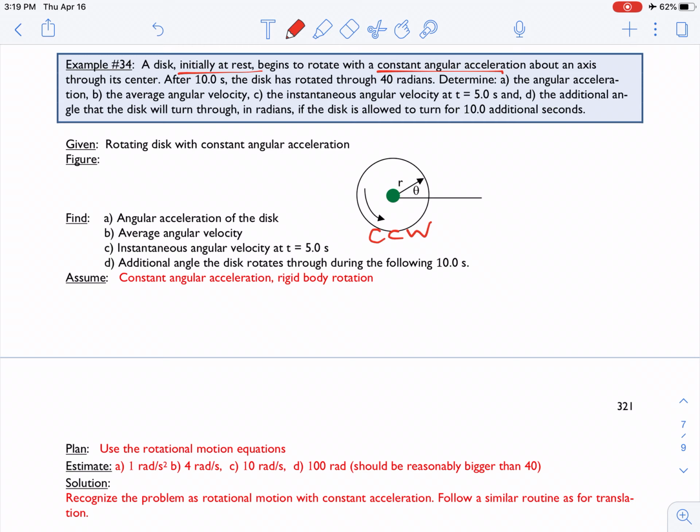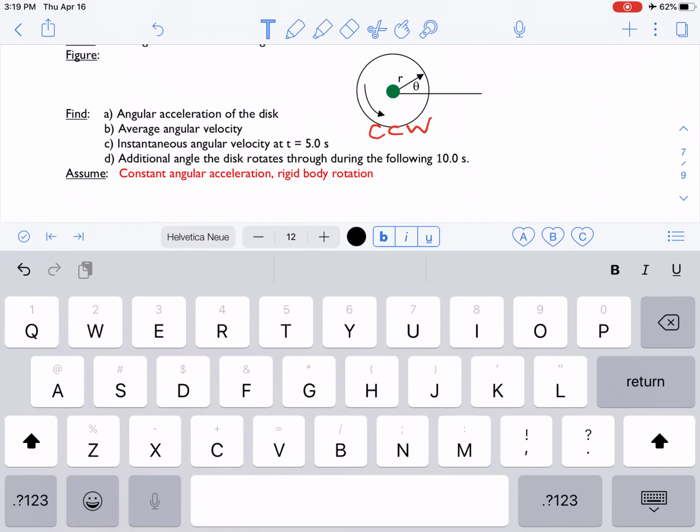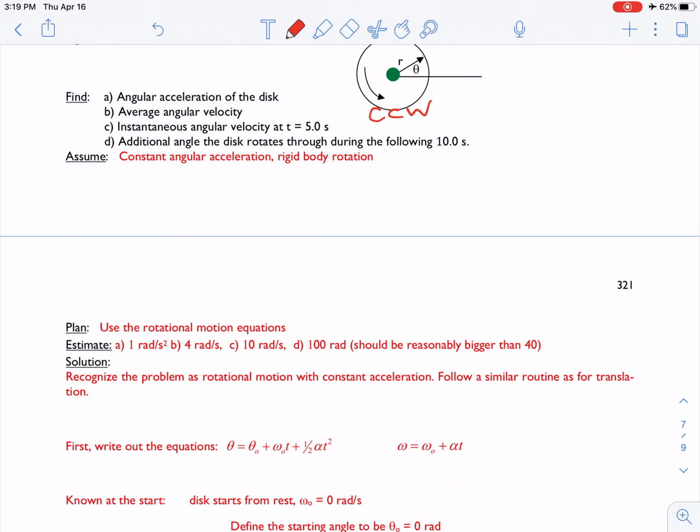We know that theta is 40 radians, t is 10 seconds, and that's going to be squared. There's 1/2 as well, but I think it's going to be less than 1 radian per second squared. But in order of magnitude, or given just one digit or so, you can say that the estimation is 1 radian per second squared. And that's for the angular acceleration.